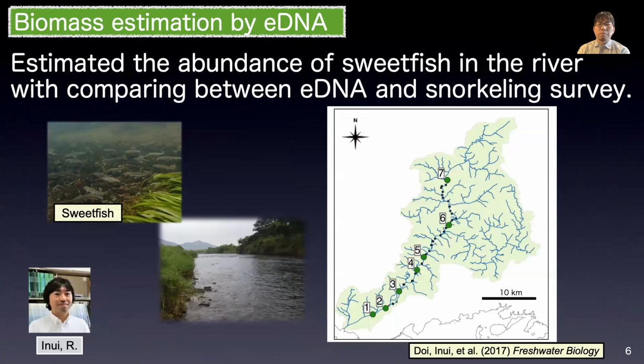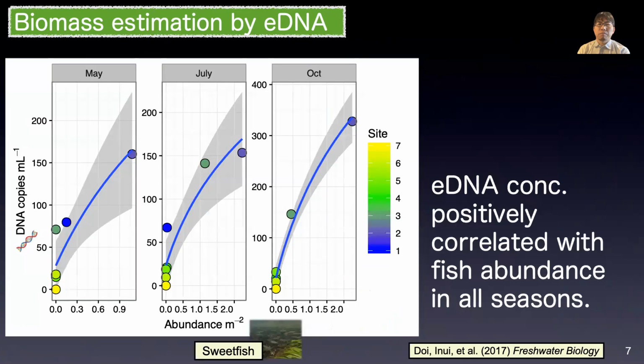We also applied this method in the field. We estimated the abundance of sweet fish in this river by comparing the eDNA concentration with abundance counted by the snorkeling survey. So this is the result. X is the abundance of sweet fish, and Y is the DNA concentration. We conducted this in 3 seasons, May, July, and October, and in all seasons, we found the eDNA concentration positively correlated with sweet fish abundance, like this.